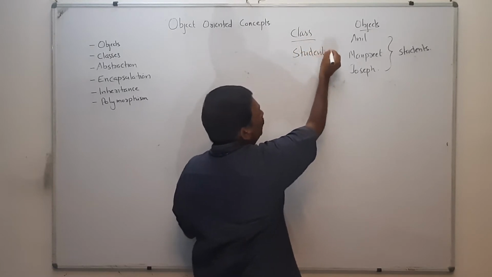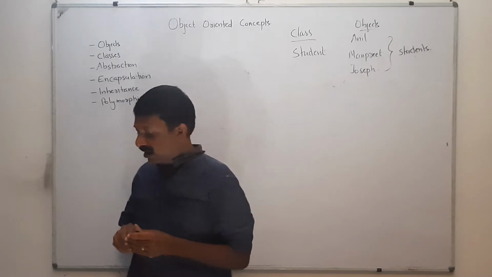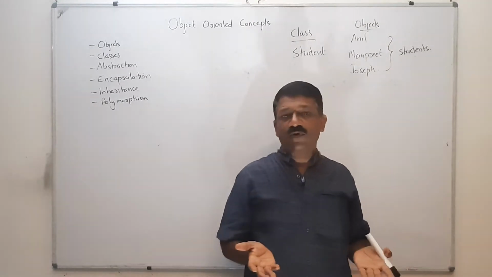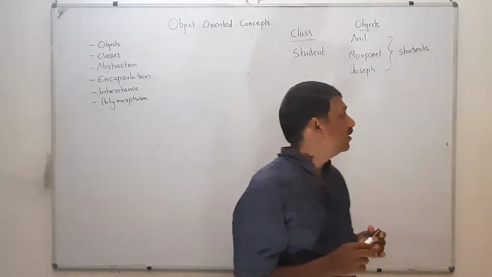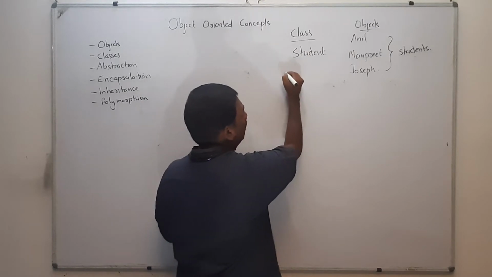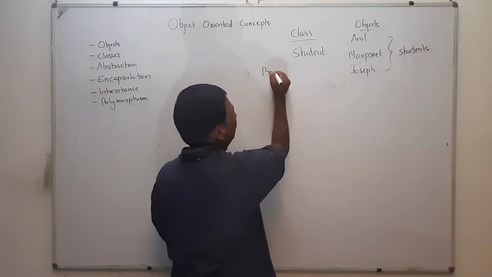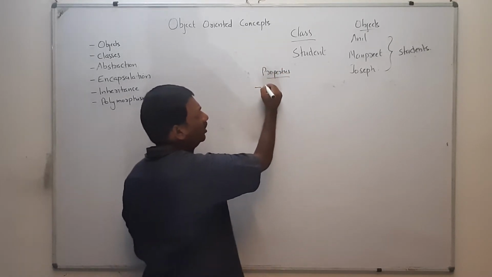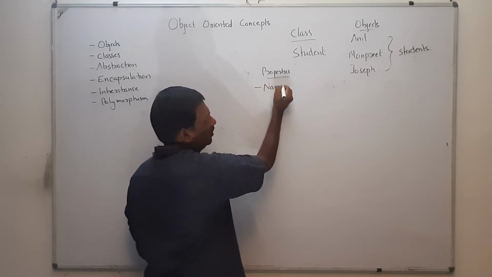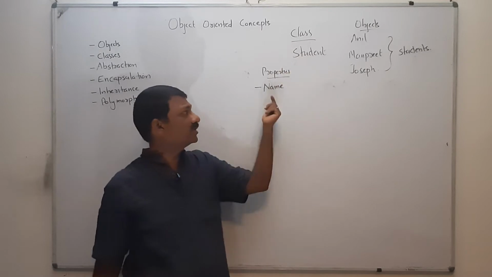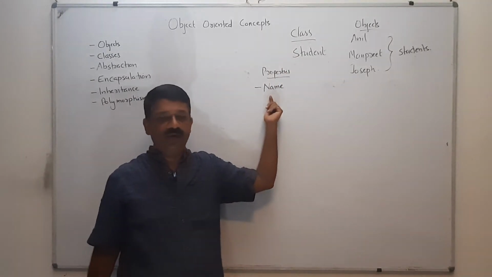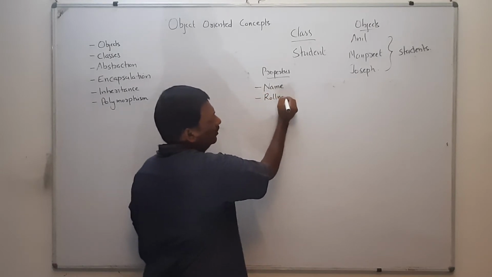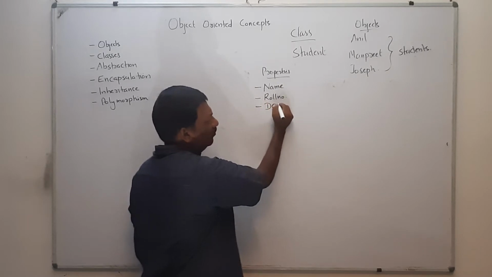Every student has a number of properties. Suppose I am going to have, say, name. What are the properties of a student? Number one, he or she has a name. That means every student has a name, so name is a property of the student. Now every student has a roll number. Then suppose she has a date of birth, etc.